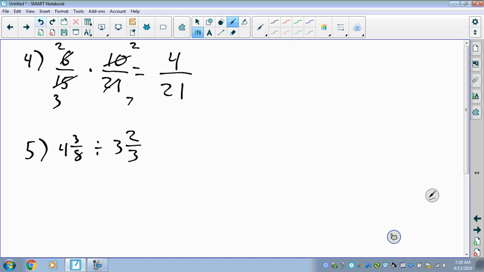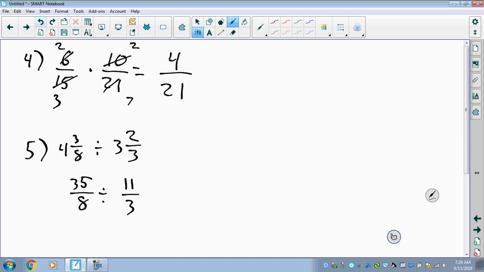Here again, we have to change these to improper fractions. Before we do this, you don't have to, but I strongly advise it. 8 times 4 is 32. 32 plus 3 is going to be 35 over 8. Okay, divided by 3 times 3 is 9. 9 plus 2 is 11. So this becomes 11 over 3. Good? Now our rule for division, remember, this is 35 over 8 divided by 11 over 3. Okay, so this is a fraction divided by a fraction.